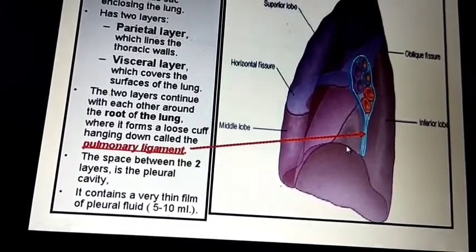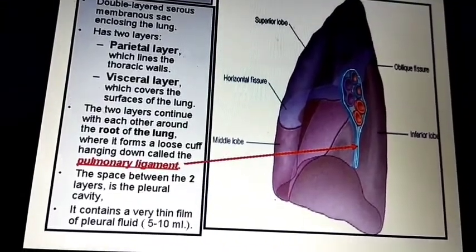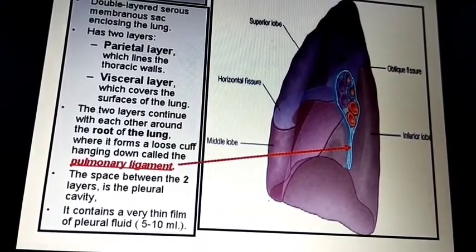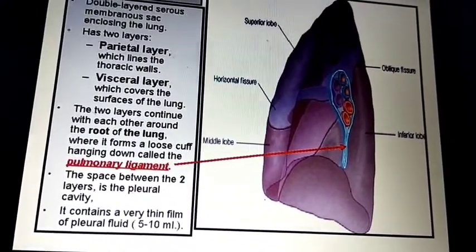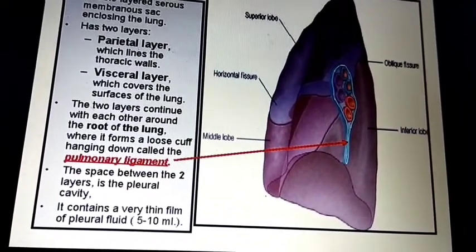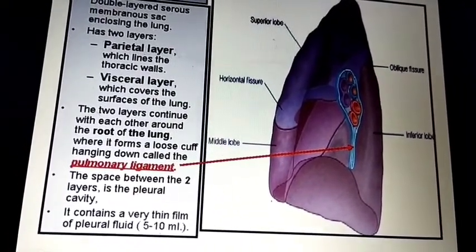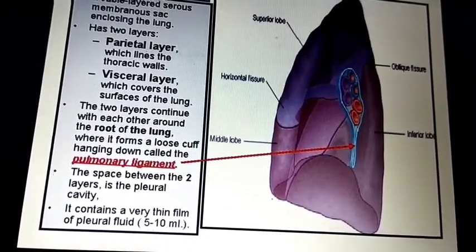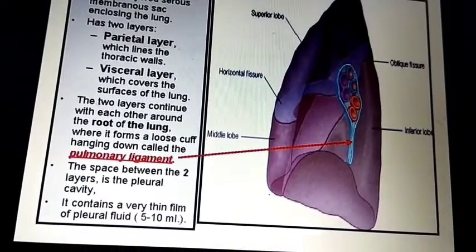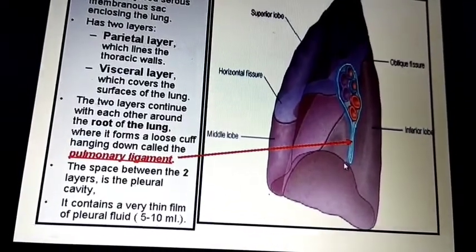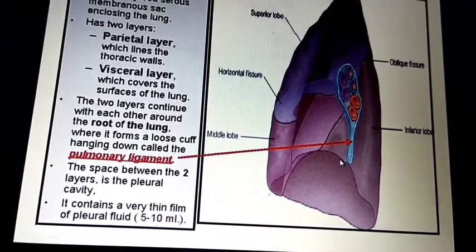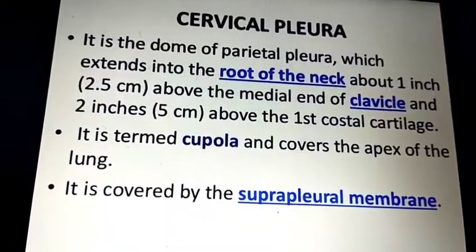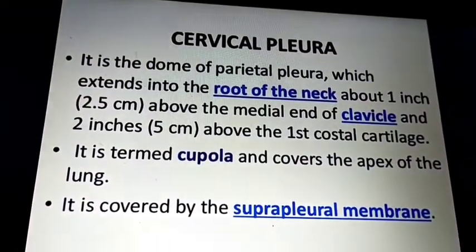The double-layered serous membranous sac of the pleura encloses the lung. It has two layers: the parietal layer which lines the thoracic wall and the visceral layer which covers the surface of the lung. The two layers continue with each other around the root of the lung where they form a loose cuff hanging down. That is called the pulmonary ligament. The space between the two layers is the pleural cavity and contains a very thin film of pleural fluid, that is 5 to 10 ml. Now we can go for the cervical pleura.